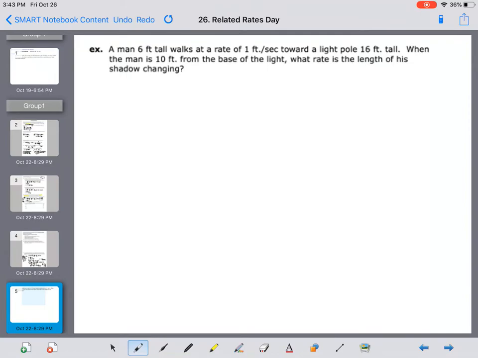So let's get a picture. Here we have the ground, and don't make fun of my picture, I'm not an artist. Here's the light. Here's some light coming out from the light pole. Again, don't make fun of me. Here's a man. He's walking towards it, maybe he's looking at his phone, as teenagers often do. And the light comes down, hits the man, and creates a shadow right here.